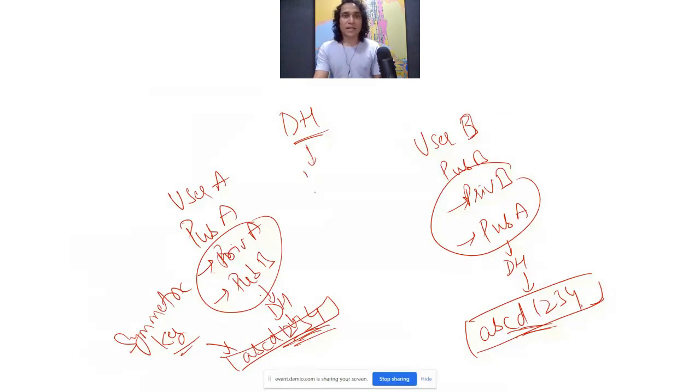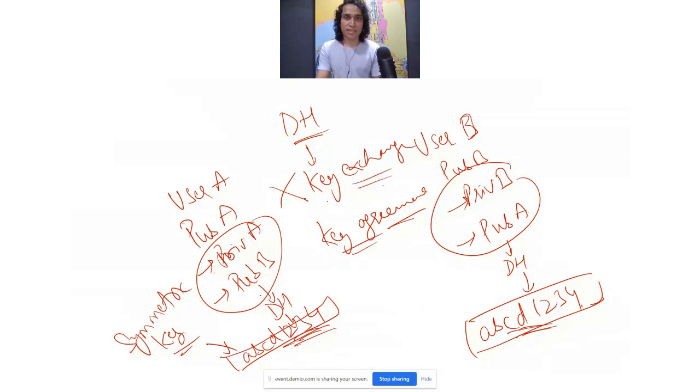And so that is why Diffie-Hellman is not a key exchange algorithm. It is not a key exchange algorithm, because if you see, they did not exchange the keys. It is a key agreement algorithm, because there was no exchange of keys here, right? They both somehow agreed on the same key without exchanging it. So it's a key agreement algorithm. It is not a key exchange algorithm.